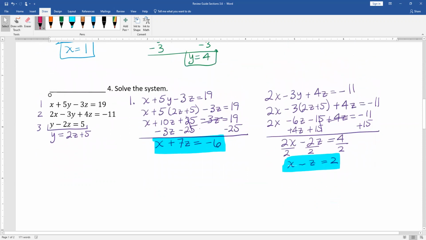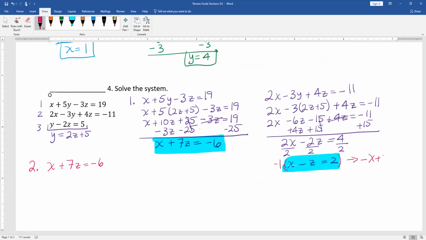All right, I'm going to do step 2 over here. Okay, let's take my two equations. So x plus 7z equals negative 6. Okay, so hopefully you guys understand. But an equivalent expression, if I multiply this whole thing times, let's say negative 1, I get negative x plus z equals negative 2. And so I'm going to rewrite it like that because that creates a variable that I can eliminate. So now it's plus z and it's minus 2.